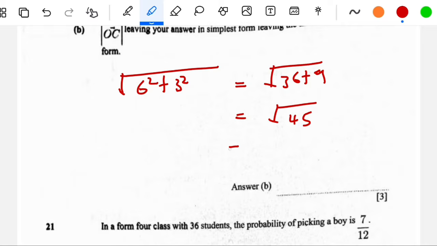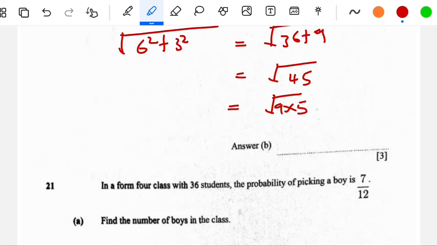Okay, and 4 times 5 is the same as 9 times 5. So you separate these into square root of 9 times square root of 5, which is going to be 3 root 5. This is our answer there.